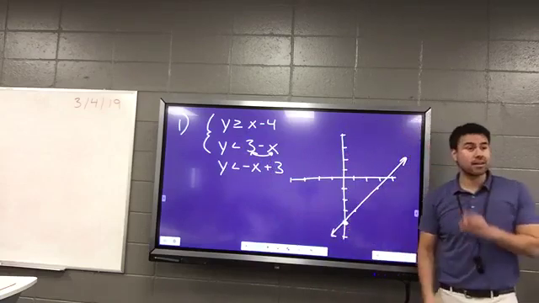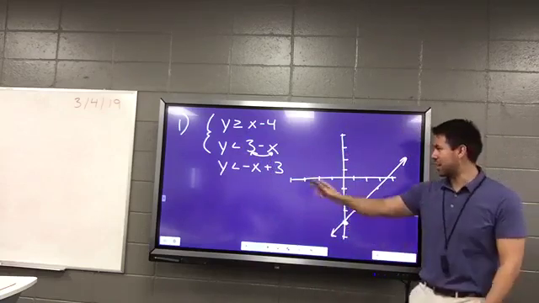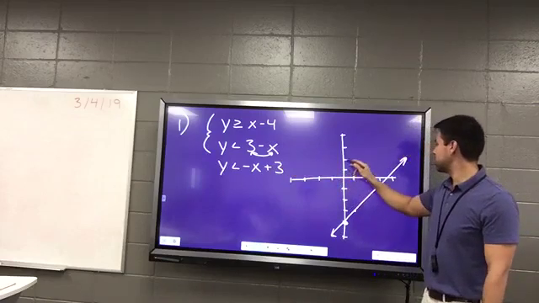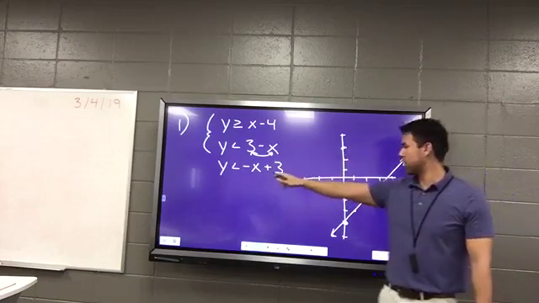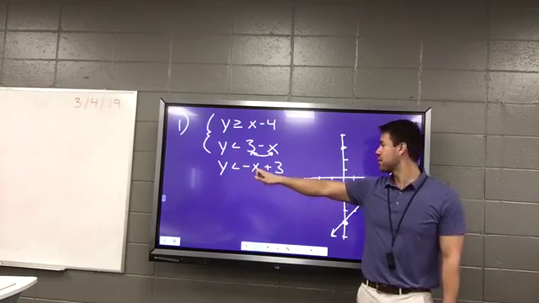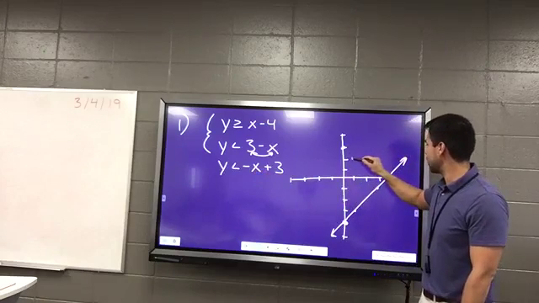Okay, and then Sam, where do I start my second graph? This one right here? You go up 3. Up 3: 1, 2, 3. Drew, where do I go from there? Down 1 over 1 to the right.